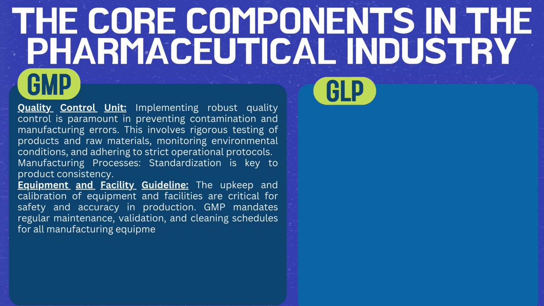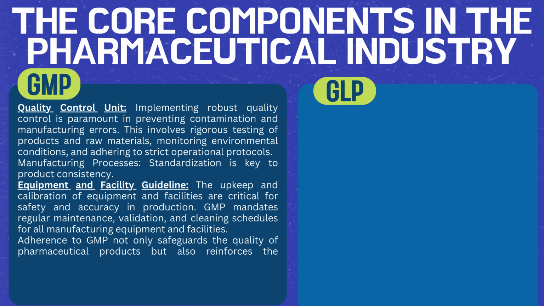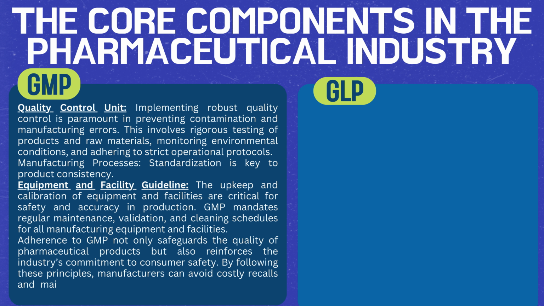Equipment and facility guideline: the upkeep and calibration of equipment and facilities are critical for safety and accuracy in production. GMP mandates regular maintenance, validation, and cleaning schedules for all manufacturing equipment and facilities. Adherence to GMP not only safeguards the quality of pharmaceutical products but also reinforces the industry's commitment to consumer safety. By following these principles, manufacturers can avoid costly recalls and maintain their reputation in the highly regulated pharmaceutical market.